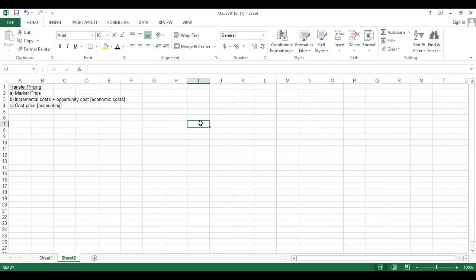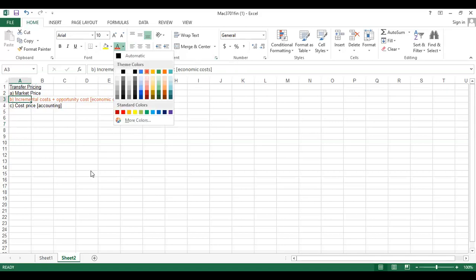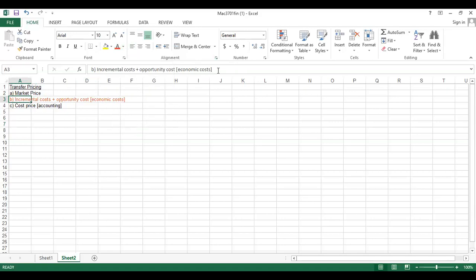So when they're asking you, in our questions now, to do your minimum transfer price, they basically want you to calculate this here. This is your minimum transfer price. Then this here would be the maximum transfer price. All right, transfer price.